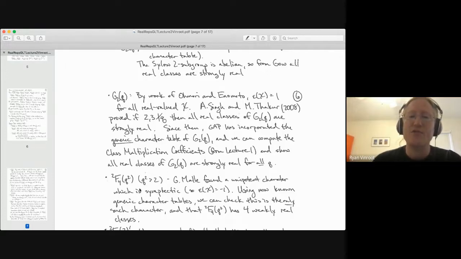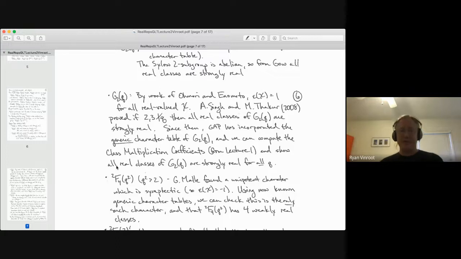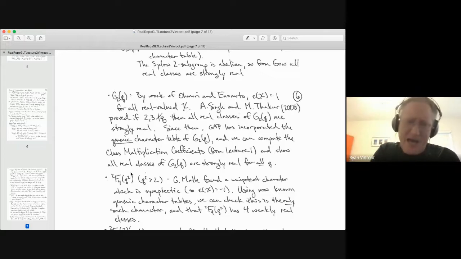And this is also the edge of computational knowledge in terms of generic character tables. There is a generic character table of this twisted F4. It's not completely implemented in GAP. However, if you contact the people who run GAP, they will help you with this. And I was able to compute with a colleague that this thing has 4 weakly real classes. So this twisted group of type F4 has exactly 1 symplectic character, and it has 4 weakly real classes.